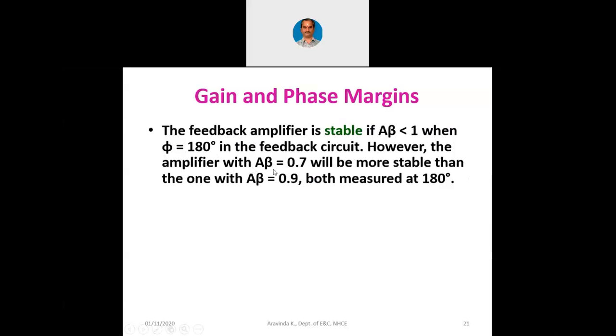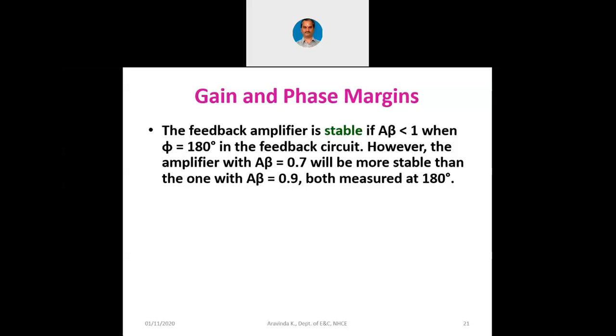However, the amplifier with A beta equals 0.7 will be more stable than the one with A beta equals 0.9, both measured at 180 degrees. What does it mean? If the A beta product is lesser, then the amplifier is better. If A beta is more, then the amplifier is somewhat less better. But A beta should never become 1.